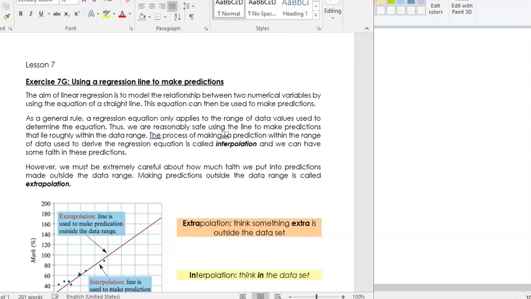Lesson 7, Exercise 7G, Using a Regression Line to Make Predictions.